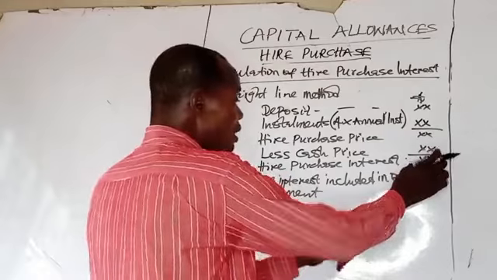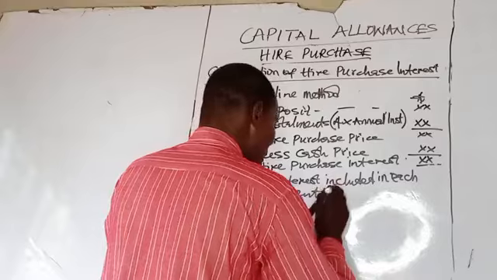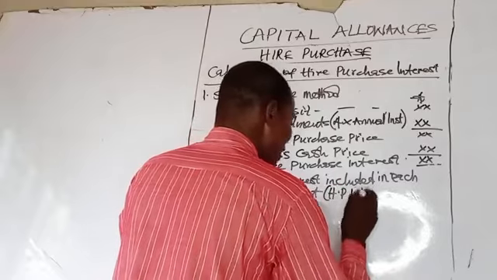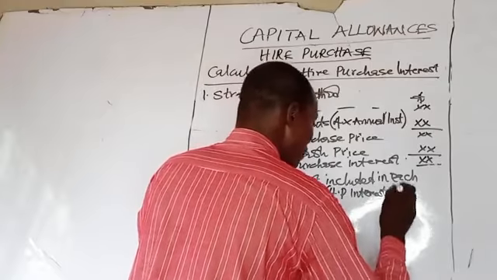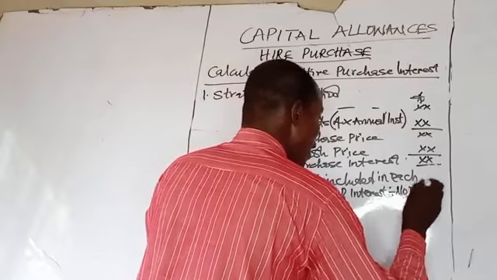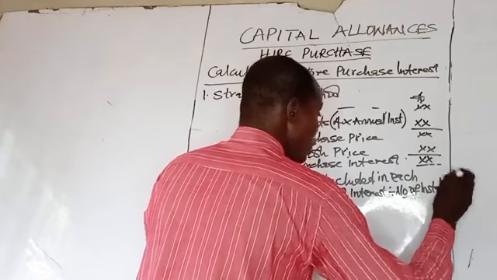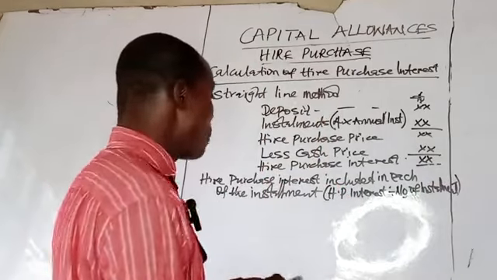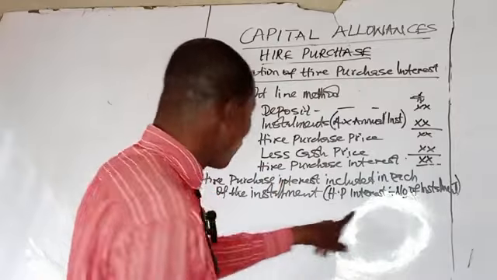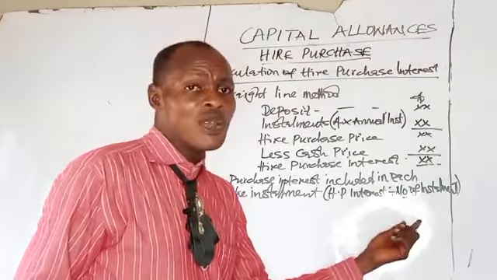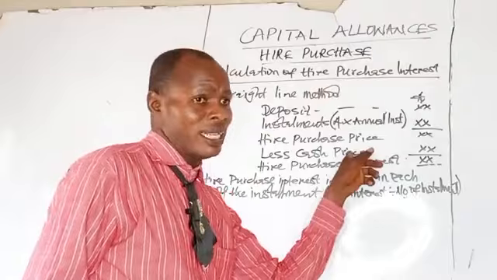You take the hire purchase interest you have here, divided by number of installments. So if you divide the hire purchase interest you've arrived at here by the number of installments, this will give you the hire purchase interest per installment.